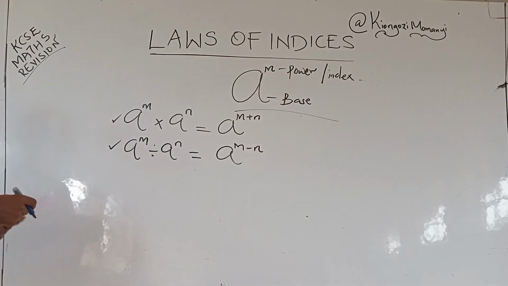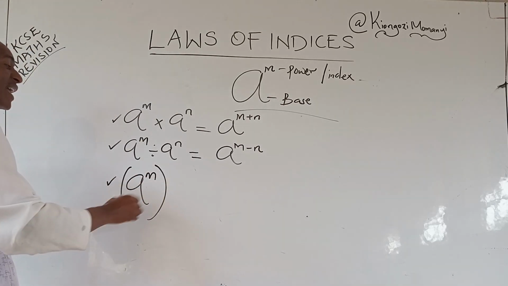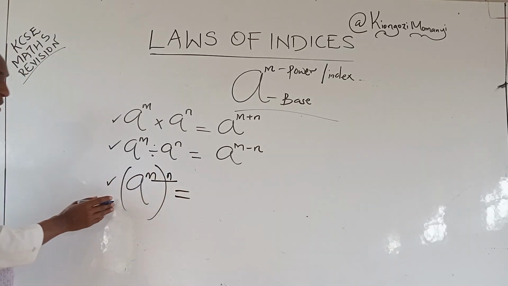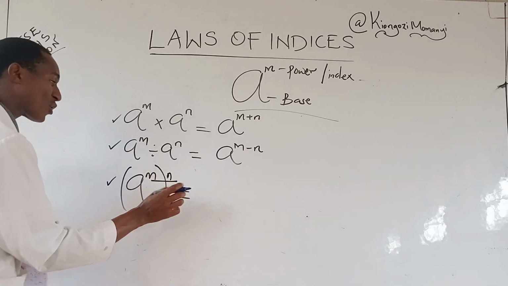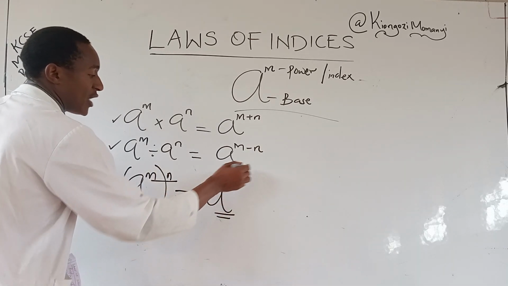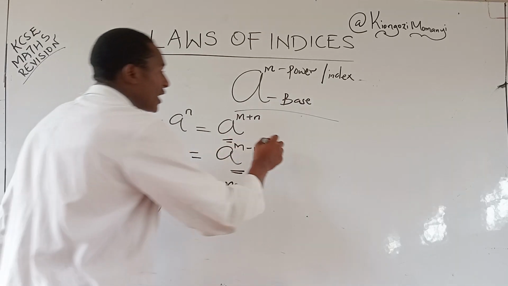We have another one: A power M raised to another power, say N. In this case, we multiply the powers, and the powers will form a product. So the base and M times N, which is MN.